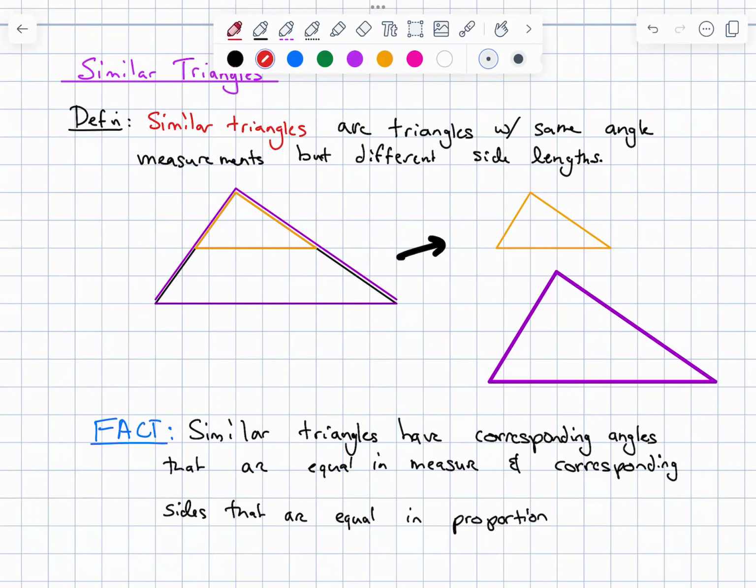I'm going to underline that last statement. Corresponding sides are equal in proportion. That's going to be the important thing to us. They are equal in proportion, so you can form proportional relationships. Let's see that in action. That's flat. Otherwise, it's going to drive me nuts.